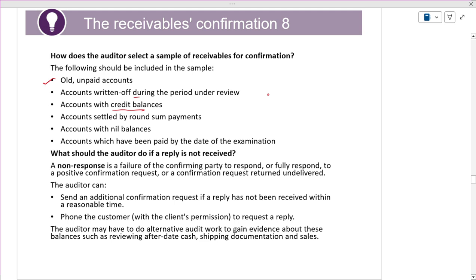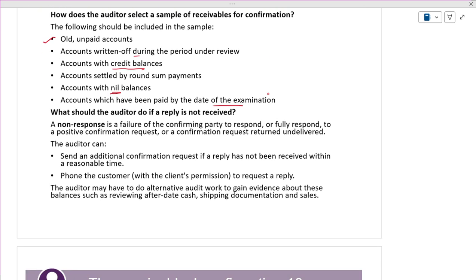Accounts with nil balances also: you have to get a confirmation that the balances have been settled. Accounts which have been paid by the date of the examination, paid at the last moment, for those accounts also you have to get reconfirmation. What should the auditor do if a reply is not received? A non-response is a failure of the confirming party to respond or fully respond to a positive confirmation. What does the auditor have to do?